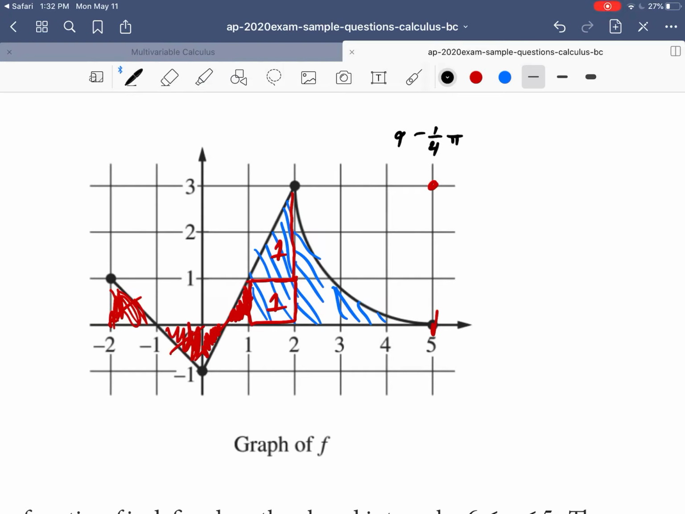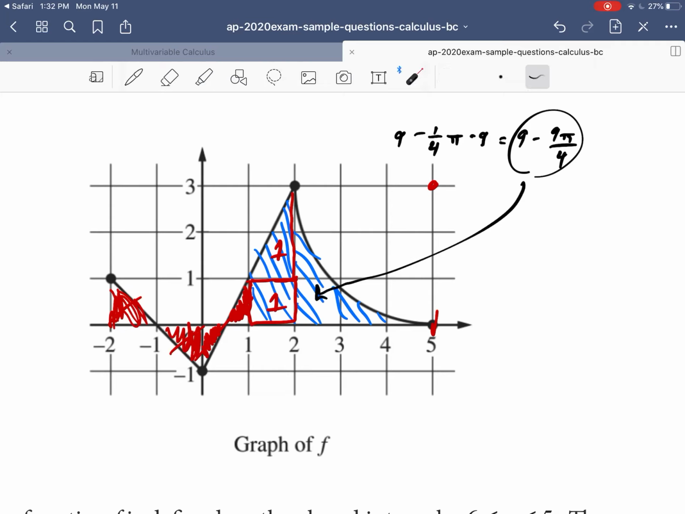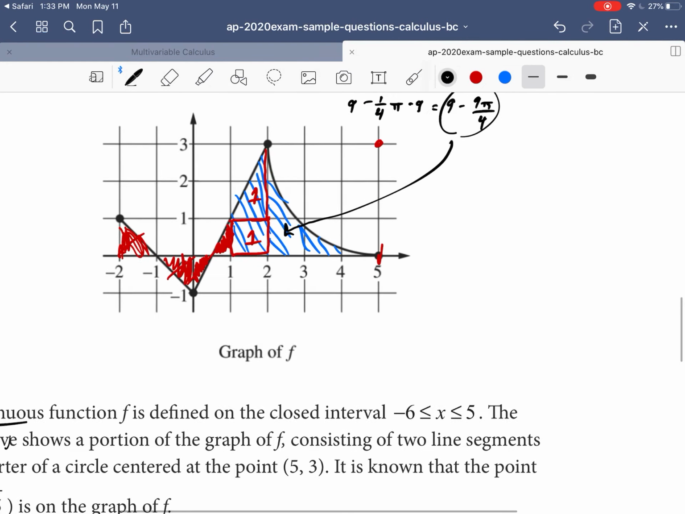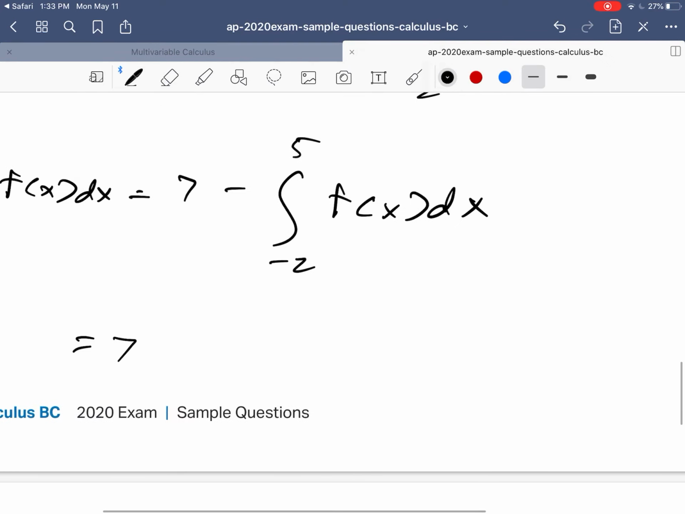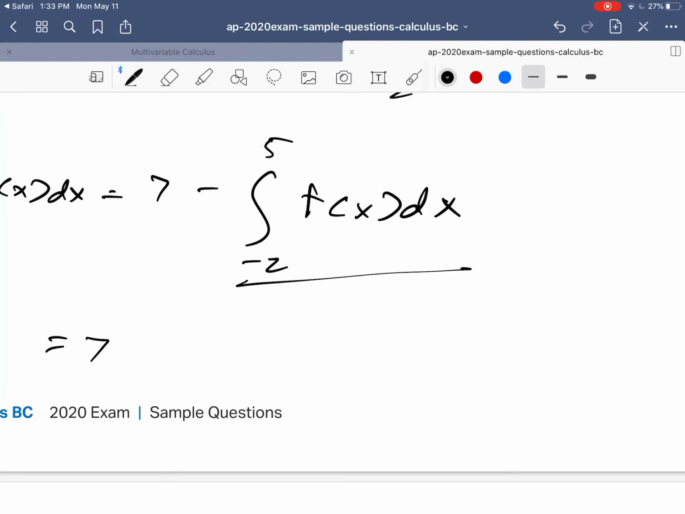So the area of the box is 9. The area of the quarter circle is 1/4 pi times 3 squared, which is 9 pi over 4. So we have 9 minus 9 pi over 4, and this is going to be the area right under this arc right here. So what do we have? We have 1 plus 1 plus 9 minus 9 pi over 4. So we come back to here, we replace this with a minus, and then we have 1 plus 1 plus 9 minus 9 pi over 4.